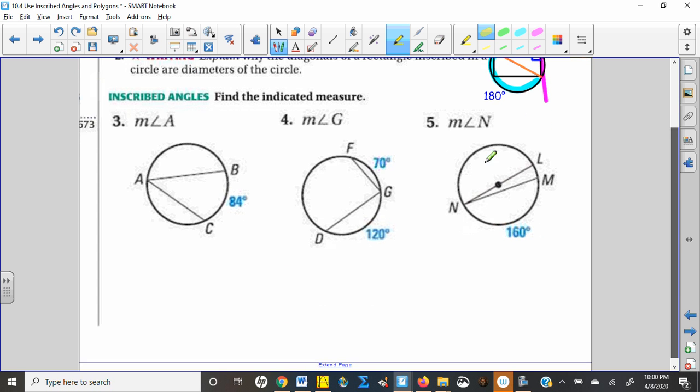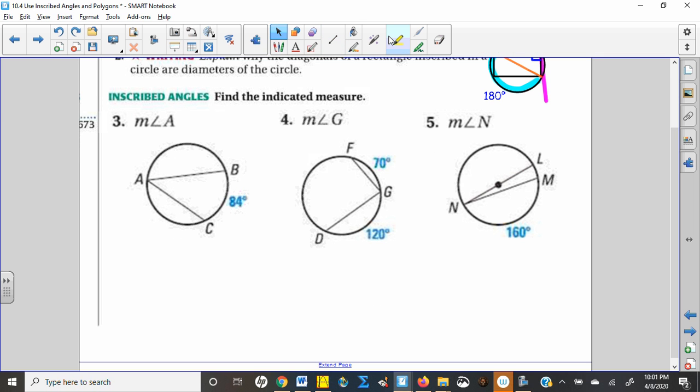Number 3 is a direct application of theorem 10.7, which tells us that we have a relationship between inscribed angles and the arcs they intersect. It's a 2-to-1 relationship, or if you're going from the angle to the arc, a 1-to-2 relationship. Half of 84 is 42, right? I would love to do the same thing here, except I don't have the arc. So how am I going to get angle G if I don't have the arc?